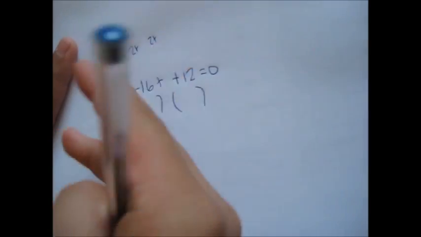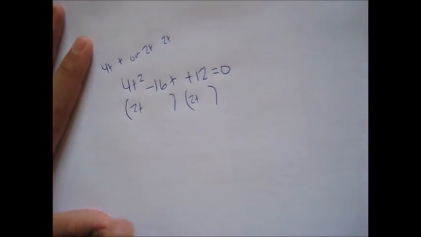It could be 4t and t, or 2t and 2t. So I picked 2t and 2t. You want to place that in the first position of each parentheses.